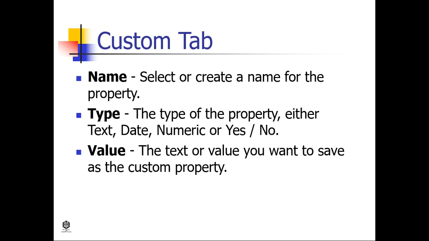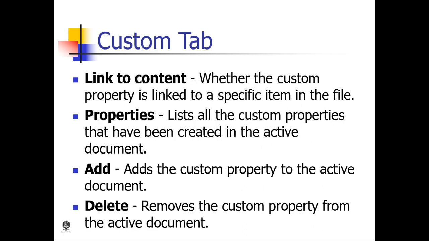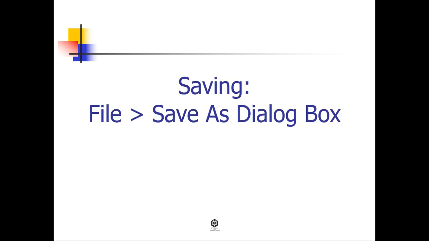In the Custom tab, the name: select or create a name for the property. Type is the type of the property, either text, date, numeric, or yes or no. The value is the text or value you want to save as a custom property. Link to content: whether the custom property is linked to a specific item in the file. Properties lists all the custom properties that have been created in the active document. Add adds a custom property to the active document. Then delete removes a custom property from the active document.